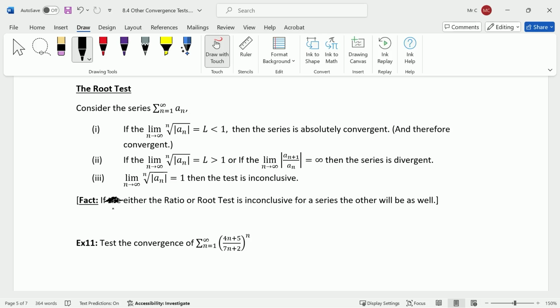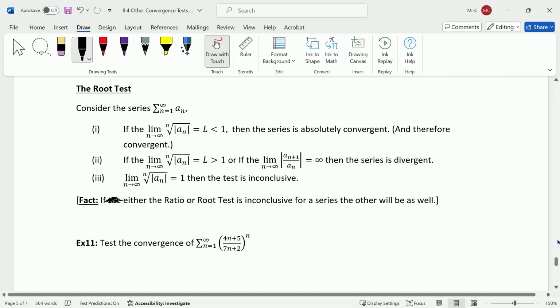So key fact here is that if either the ratio or root test is inconclusive for a series, the other will be as well. So what I mean is, if you try the ratio test and you get 1, don't waste your time trying the root test. It's not going to help you. Likewise, if you try the root test and you get 1, don't waste your time on the ratio test. It's not going to help you. You have to go back to our previous techniques to figure out how to test that series for convergence.